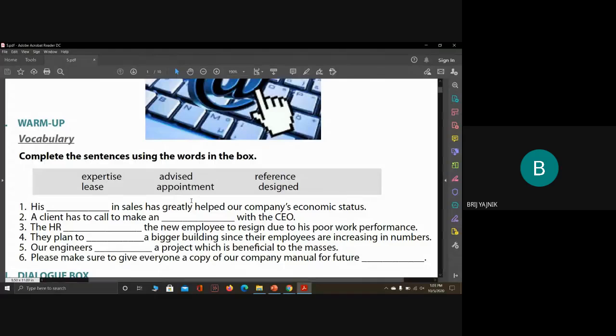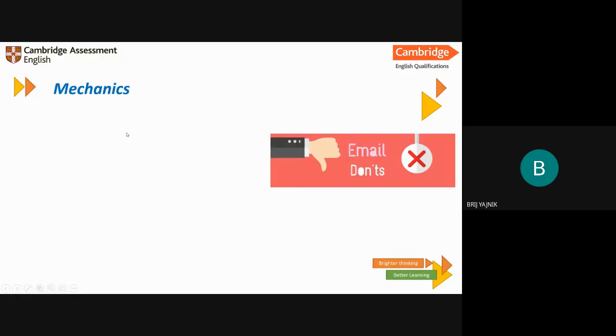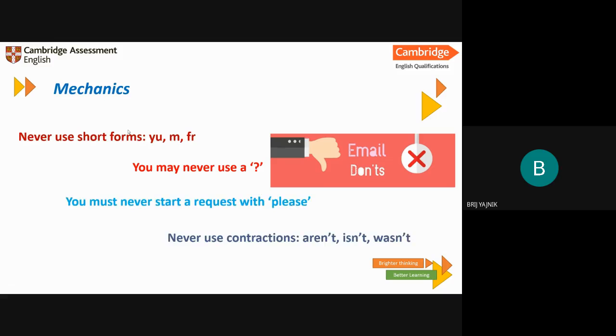Fine. So this is what I was talking about when I was saying tone. We need to be very careful about the tone that we use in the mails. Let me come back. Now let's talk about the mechanics. Of course, grammar and all that, I don't want to talk much, but I want to talk about a few things about mechanics here. And these few things are, look at these.